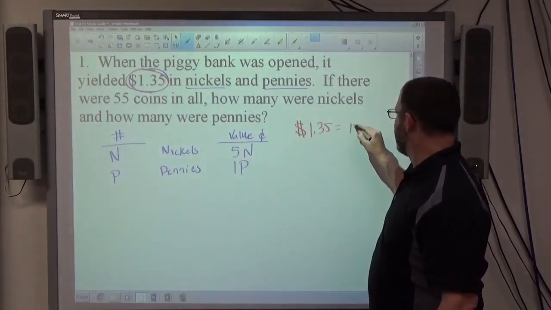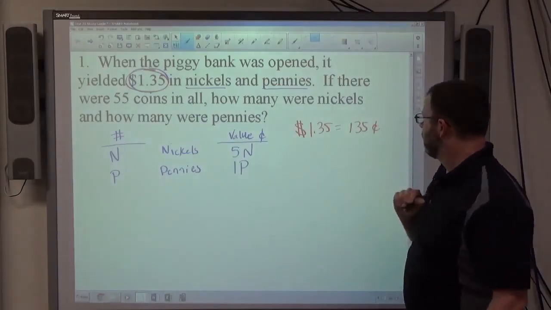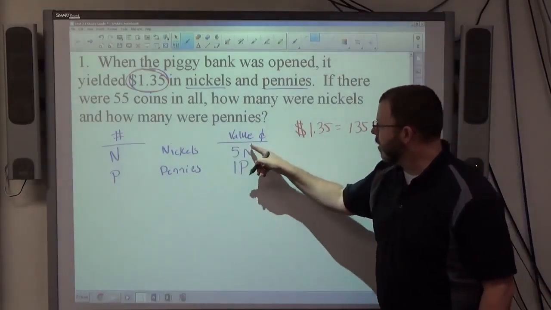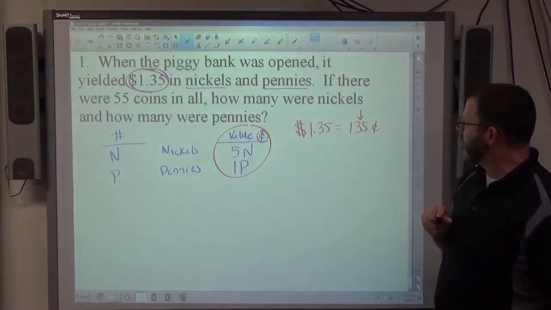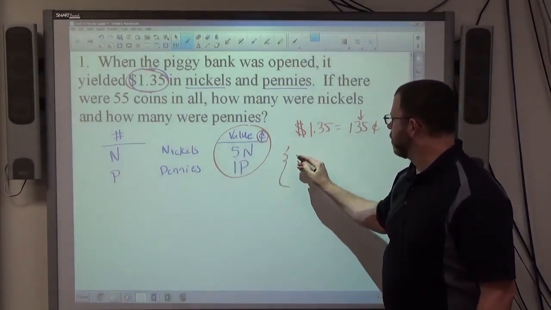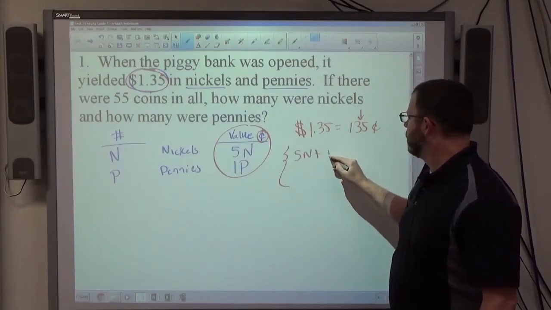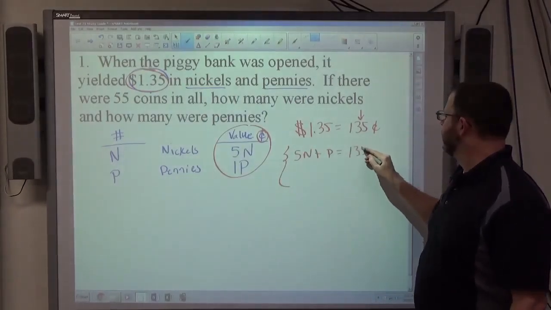If we go with the value fact, it says we have $1.35. $1.35 is equivalent to 135 cents. So if I'm using the value variables, I want to make sure my value is in the same unit. And so we're going to go with 5n plus 1p is equal to 135.